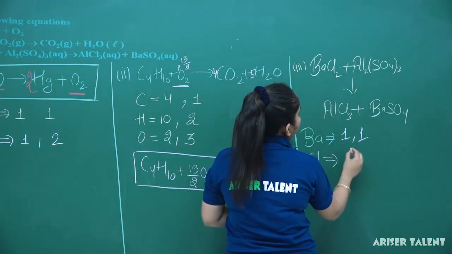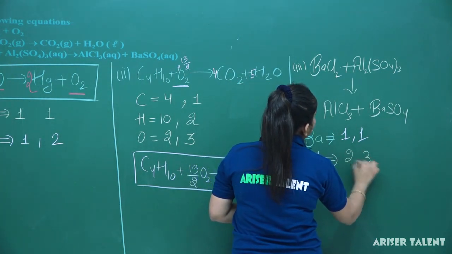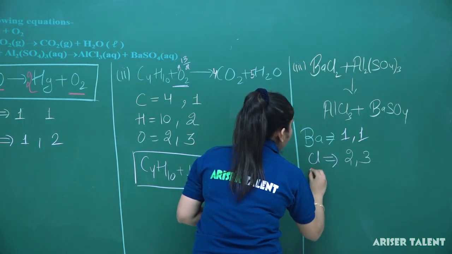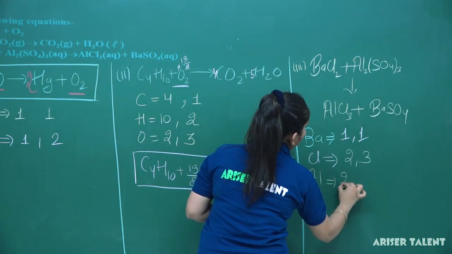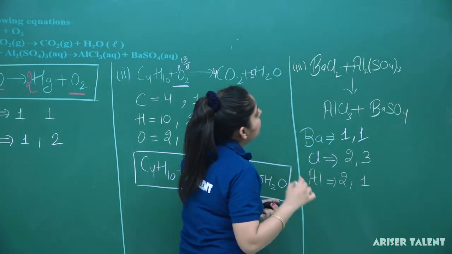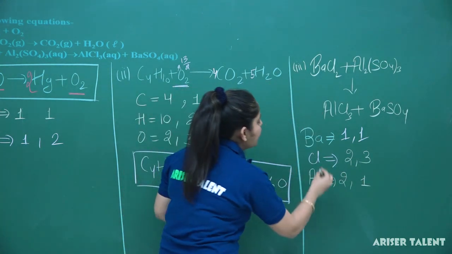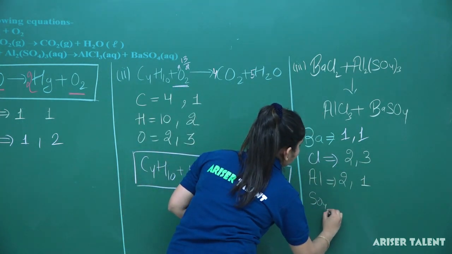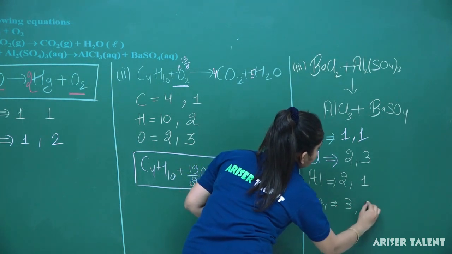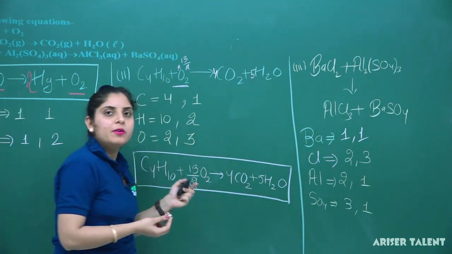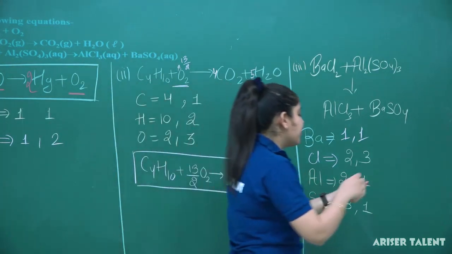Chlorine atoms I have here is 2. In RHS it is 3. Aluminium atoms here I have 2. Here I have 1. Now coming to the sulfate ions, we have SO4, 3 here and 1 here. Now what we will do, we will try to balance this equation.